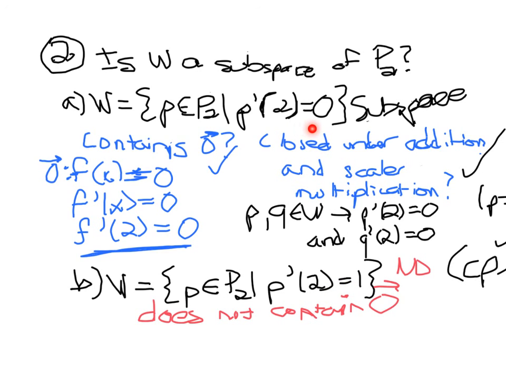So part A, turns out with this criteria, yeah, the 3 requirements are satisfied. But when you changed it from P prime of 2 equals 0 to P prime of 2 equals 1, now it doesn't contain the 0 vector. It's not closed under addition, and it's not closed under scalar multiplication. So in part B, this is not a subspace.